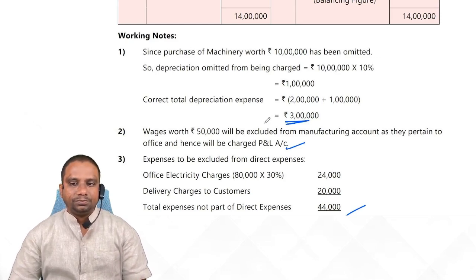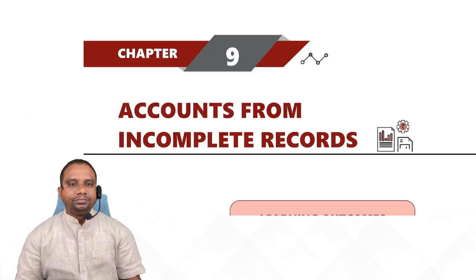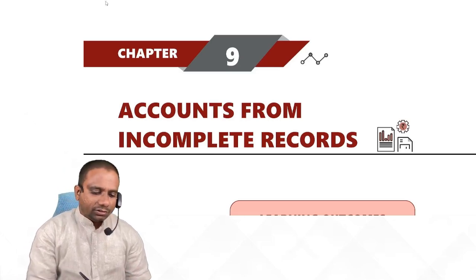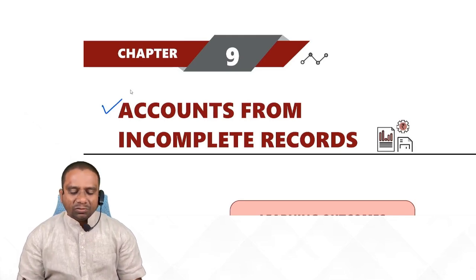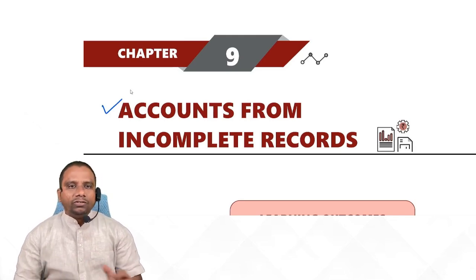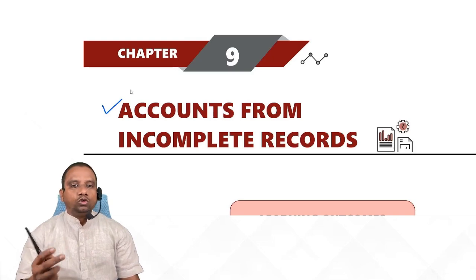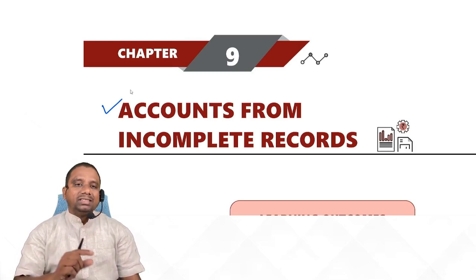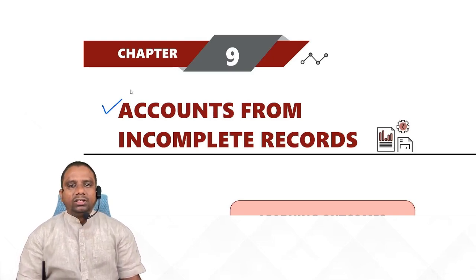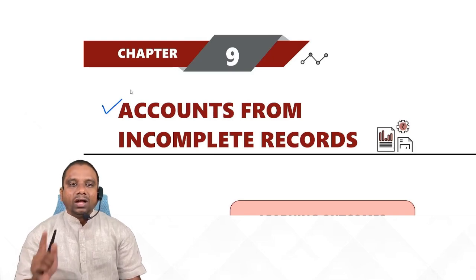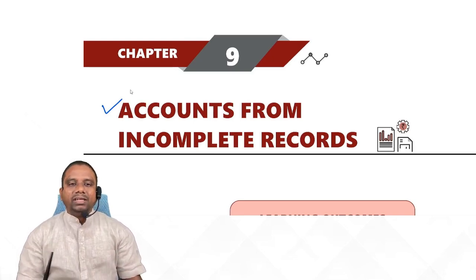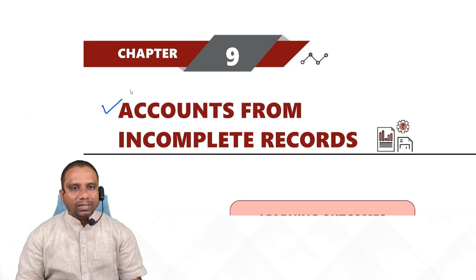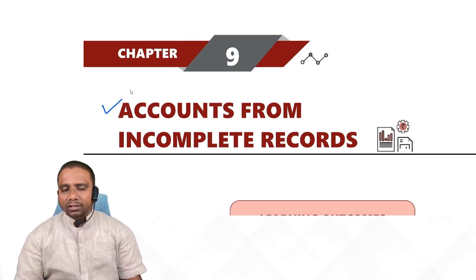Our next chapter is accounts from incomplete records. In this chapter, we calculate profit or loss of the business by following two methods, students. One is statement of affairs method, another one is conversion method. Under statement of affairs method, we simply calculate opening capital and closing capital. By comparing this opening capital and closing capital, we calculate the profit.